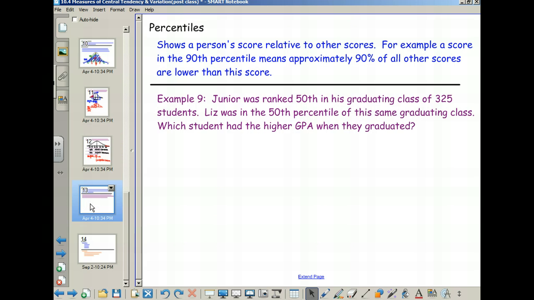Percentiles. This shows a person's score relative to other scores. For example, scoring the 90th percentile means that approximately 90% of all other scores are lower than this score. You see percentiles used in grades all the time. Standardized tests are almost always returned in percentiles.